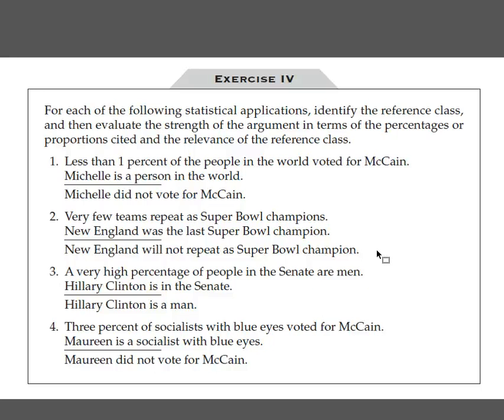Well, we can't include New England in that category. They wouldn't be a subset of that category because that hasn't happened yet. But maybe what you're thinking, David, is that you'd independently look at teams that did repeat the Super Bowl, that won twice in a row, and look at what's true of them. And if there's some kind of common feature that New England also shares, then that would be a different reference class that we could have chosen instead.